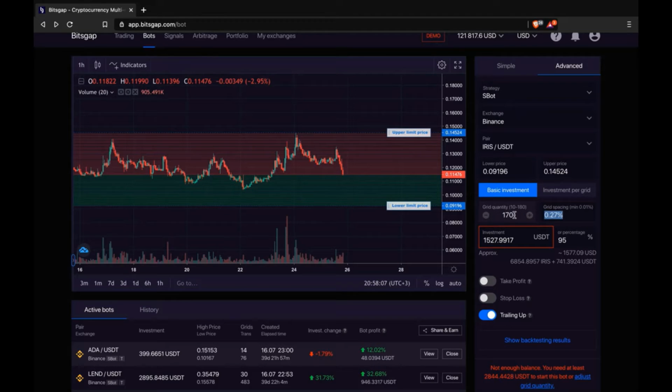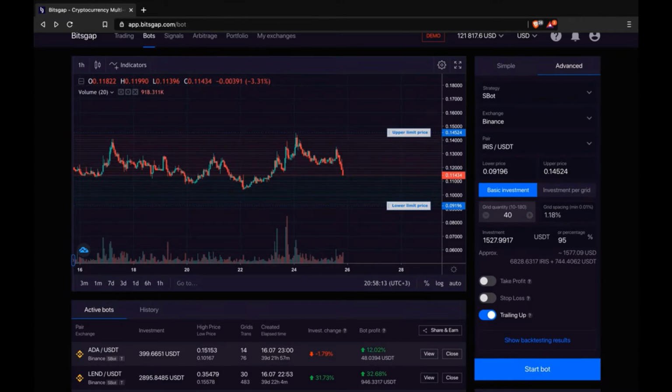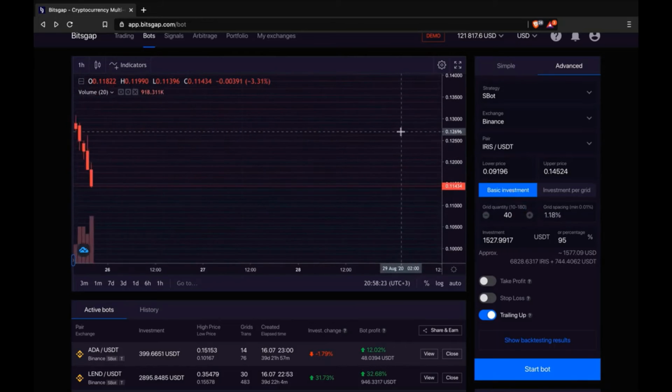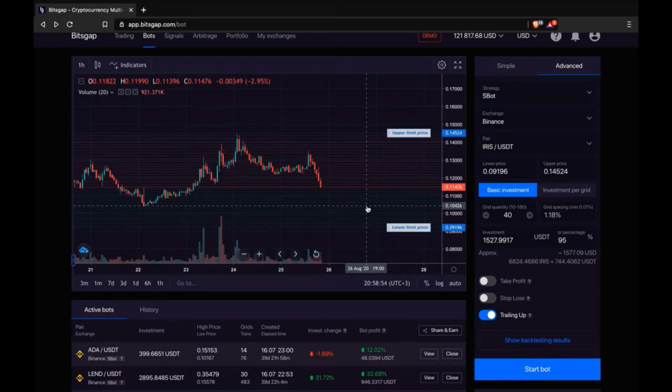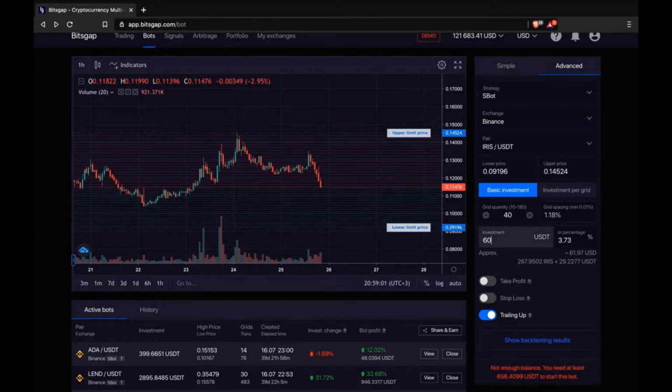So let's say instead of having 170, let's have only 40. So you see that now required investment has been reduced and grid spacing is now bigger. So the distance between our limit orders increased. The investment allocation is set below. You can type in a sum, let's say 600 USDT, or you can use a percentage instead, 70%.